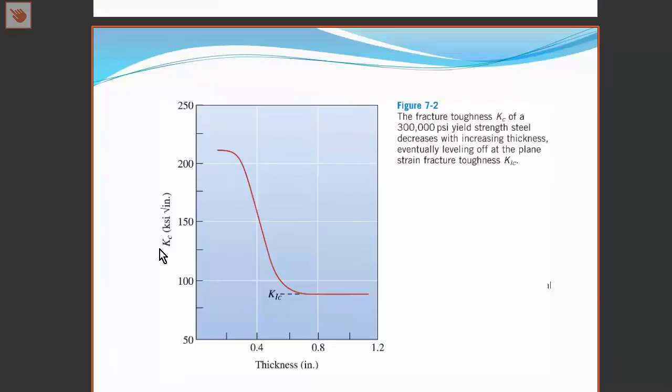We see here how the fracture toughness, K sub C, reduces with increasing thickness of the specimen until we reach a low value. And this low value is the plane strain fracture toughness. Right here, the plane strain fracture toughness.